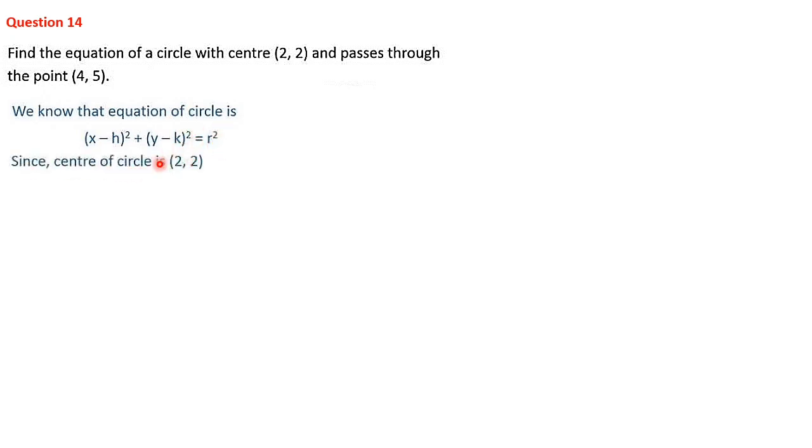Center is (2, 2). So let's visualize the question. There is a circle with center (2, 2), and (4, 5) is the point it passes through, and the radius is missing. Quite simple. The radius is the distance between the center and a point on the circumference of the circle. So by using the distance formula we can find r here. First of all, h = 2 and k = 2. This is the center. So let's substitute in this equation.